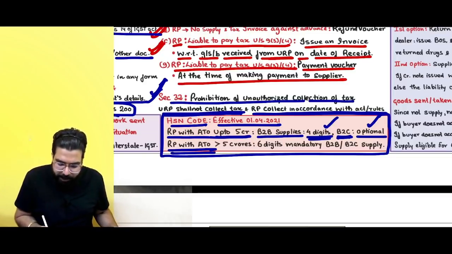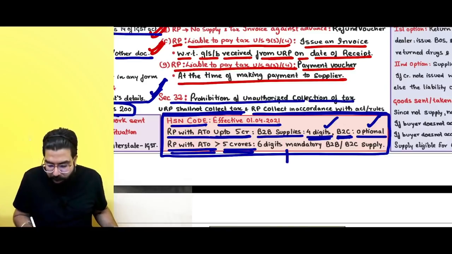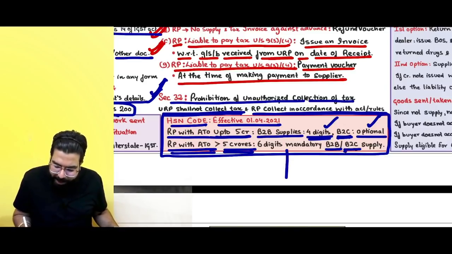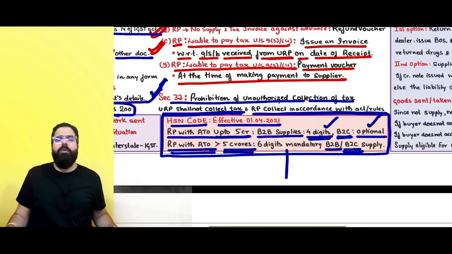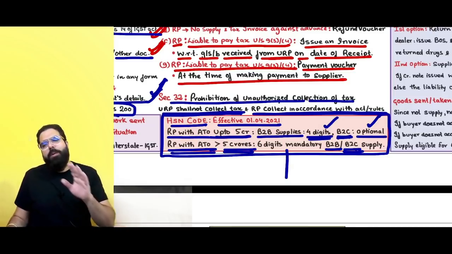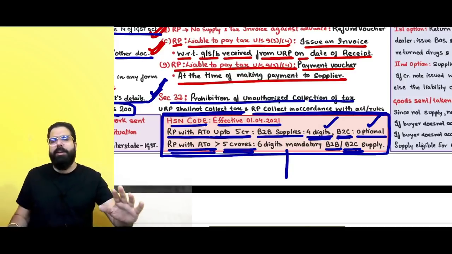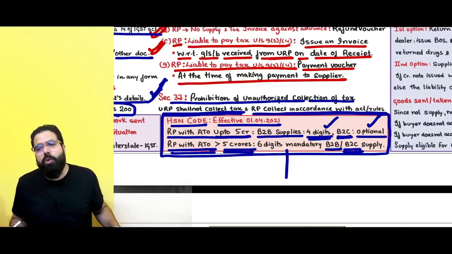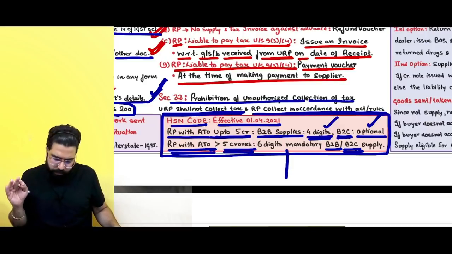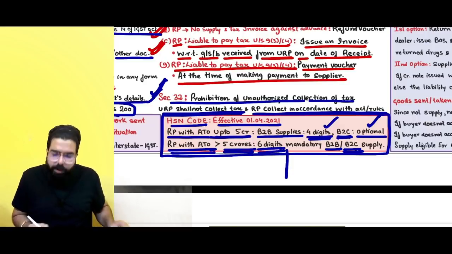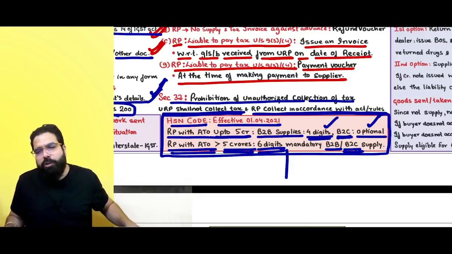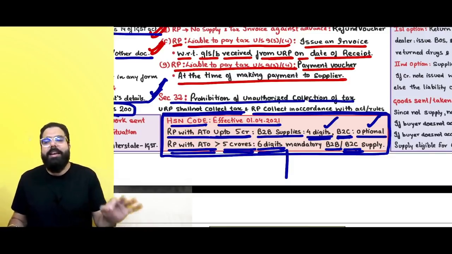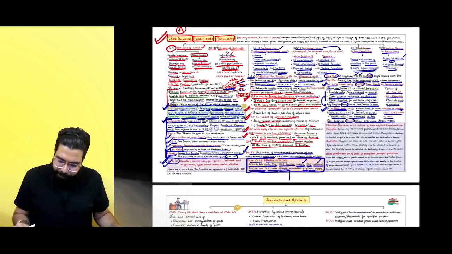Sir, for a registered person with aggregate turnover greater than 5 crore, 6 digits are mandatory, whether it is B2B supply or B2C supply. A person whose aggregate turnover is greater than 5 crore, whether with respect to B2B or B2C, has to put 6 digits of the HSN code. Student says, sir, is an e-way bill required in case of artwork? Yes, it is required. In case of jewelry, it is not required. Done, sir. Point is clear.